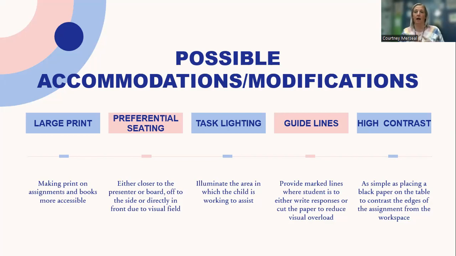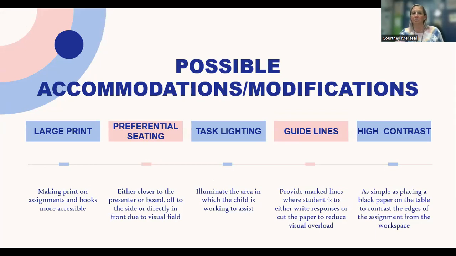Oftentimes with my littles, I will trace the area that they need to cut out with a color that's not overwhelming. I don't typically use a yellow highlighter because that can be kind of hard for them to see. So I use like a pink or purple and trace the area where they are to cut out so that they're not working so hard to determine the lines. And then finally, high contrast. So that can be as simple as placing a black paper on the workspace so that the student can see between the two and determine the white paper from the table easier.